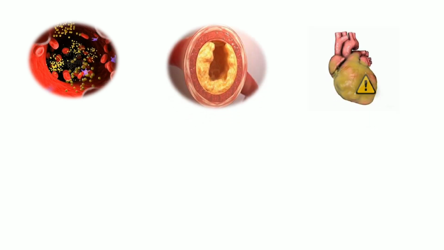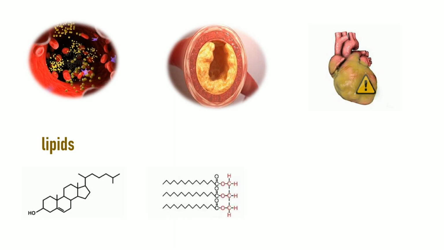and stroke. There are three major lipids in the blood: cholesterol, triglycerides and phospholipids. Cholesterol is a precursor for the synthesis of steroid hormones like estrogen, progesterone, etc. Triglycerides are composed of glycerol and 3 fatty acids, and phospholipids are a major component of the cell membrane.